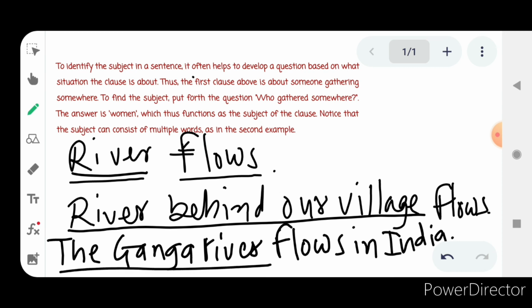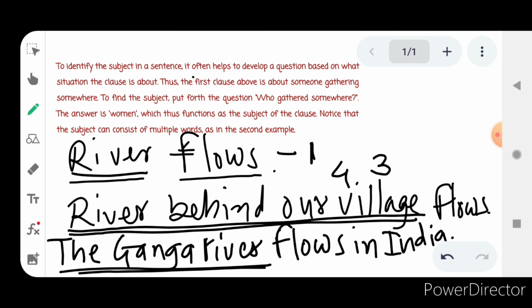In these three sentences, these three subjects have different numbers of words. In the first sentence, the subject consists of one word. Whereas in the second sentence, river behind our village, this is the subject and it consists of four words. And in the third sentence, the Ganga river, this subject consists of three words. So as stated here, the subject can consist of multiple words. There is no limitation for the words in a subject. Okay, so this is what we have understood today.